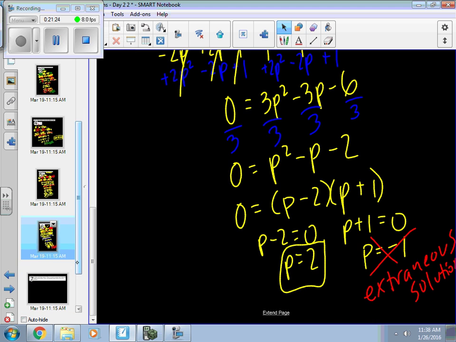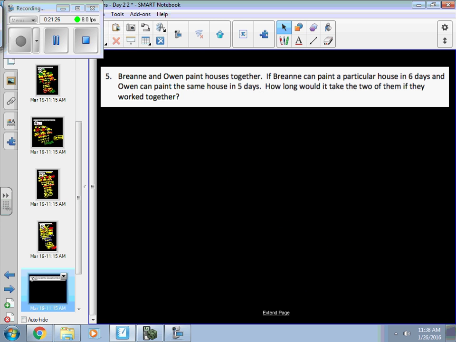Okay, a couple other problems that you might need to use some common denominator stuff to do. On number 5, it says Brianne and Owen paint houses together. If Brianne can paint a particular house in 6 days, Owen can paint the same house in 5 days. How long would it take the two of them if they worked together?